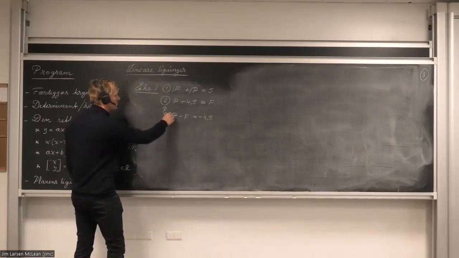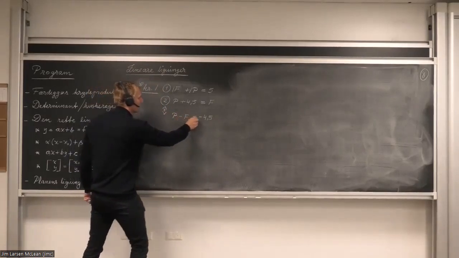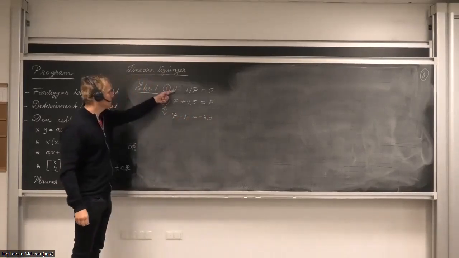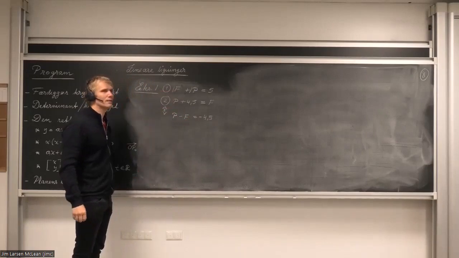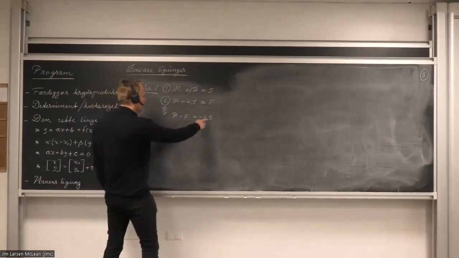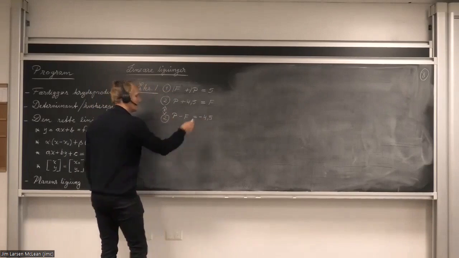And now you can see that it says 1p minus 1f should equal a number. And now they say that you have written the two equations in standard form. So this is still equation 2, just written in standard form.